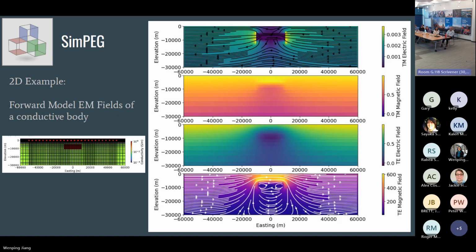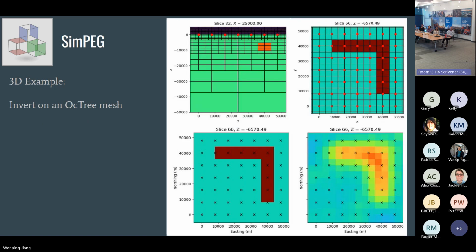The other nice thing with SimPEG is that you can look at the fields that you're modeling. So here we're looking at electric fields in a plane across some sort of anomaly. And at the bottom, you're looking at the magnetic fields across the body. So you can kind of understand where you might have sensitivity, where you might see different anomalies. This is nice to go back and remember your training as a grad student. So there is 3D capability in here. This is just an example on an octree mesh of trying to model this L-shaped anomaly.